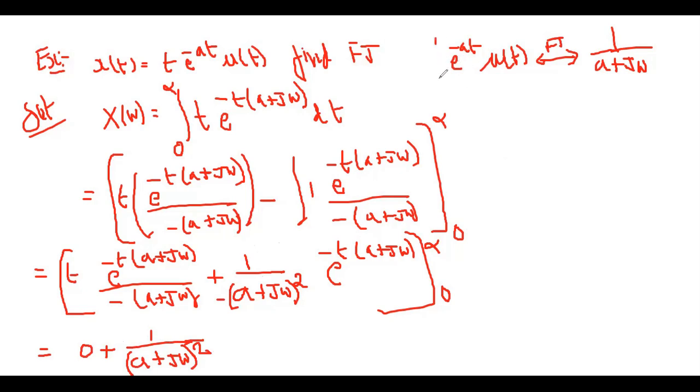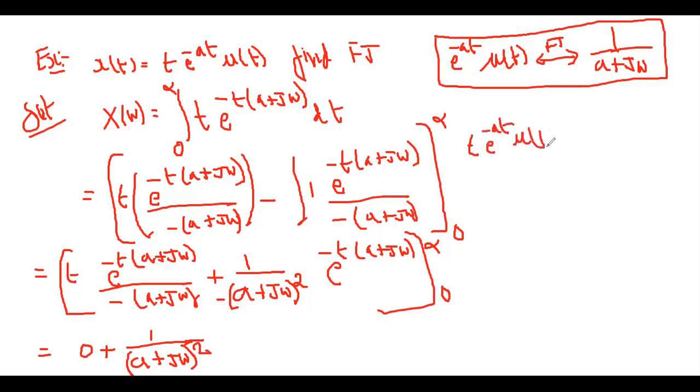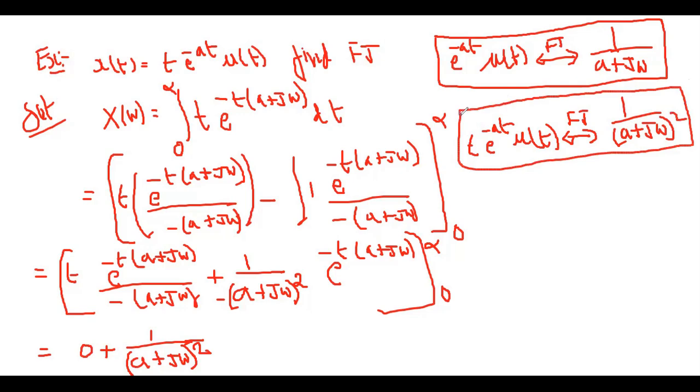So for e power minus a t mu of t, the Fourier transformation is 1 by a plus j omega. Whenever t is multiplied with the function e power minus a t mu of t, its Fourier transformation is 1 by (a plus j omega) whole square. Suppose it is t square by 2 into e power minus a t mu of t. Here t power 1 by 1 factorial is there, and 2 factorial means 1 into 2. Its Fourier transformation is 1 by (a plus j omega) whole cube.